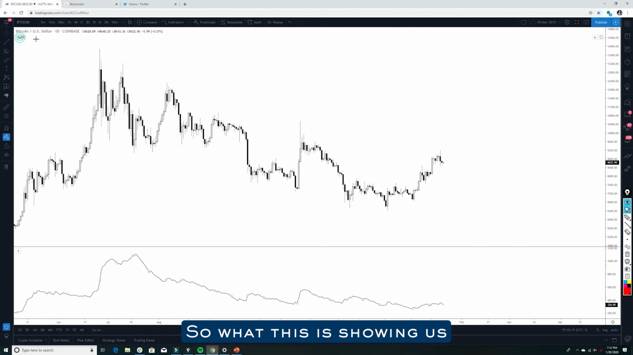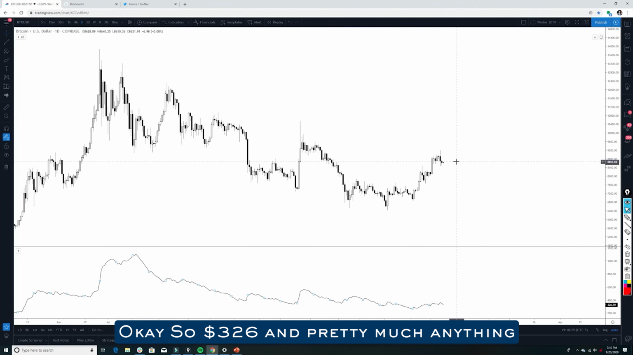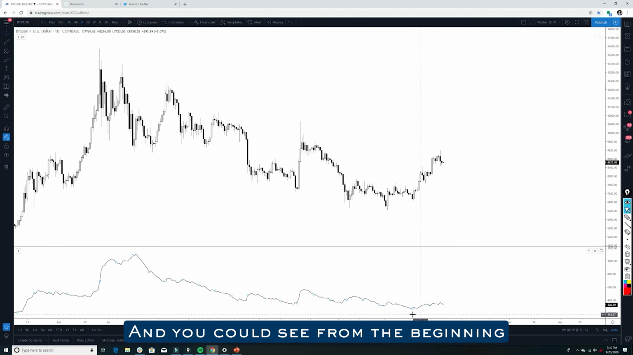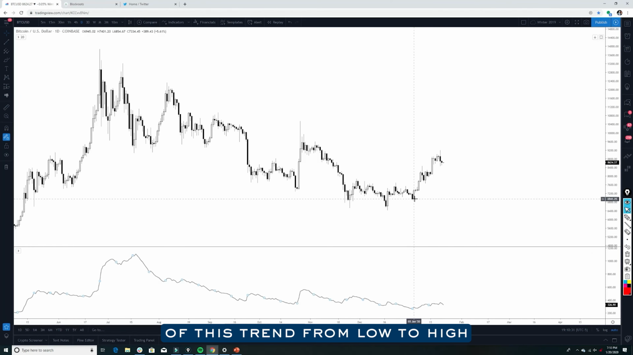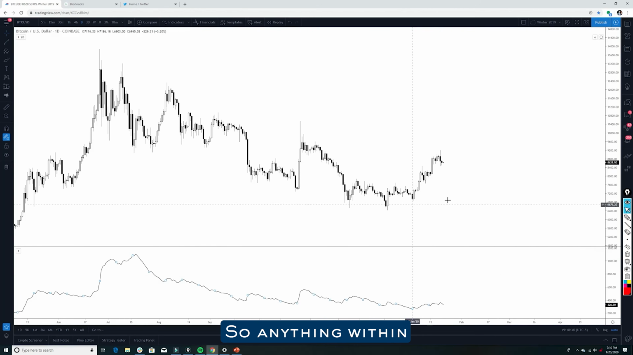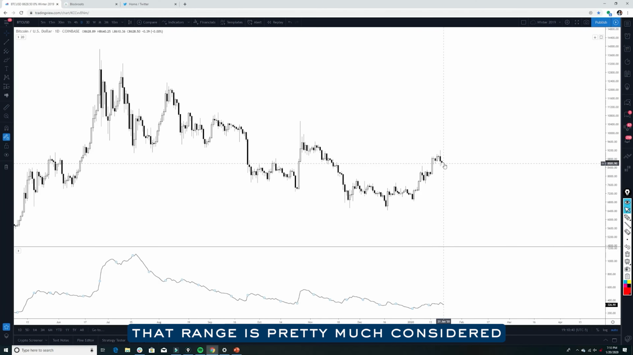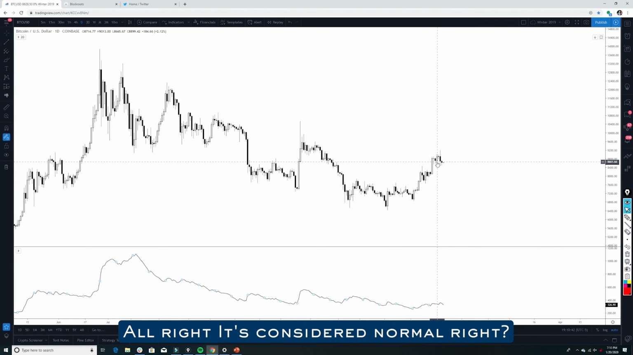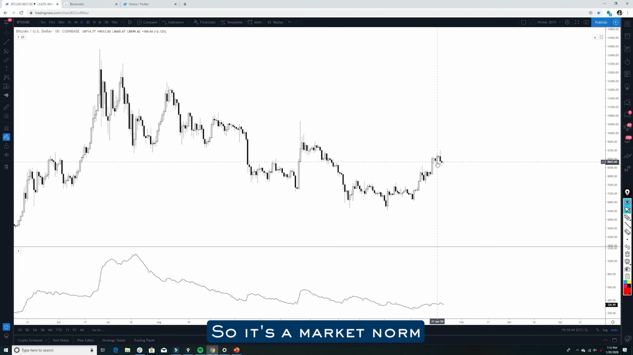So what this is showing us is that the average true range currently is $326, okay? So $326, and pretty much anything below that value, and you can see from the beginning of this trend, from low to high, has been from around $260 to $360. So anything within that range is pretty much considered par for the course, all right? It's considered normal. Right, so it's a market norm if it's within that value.